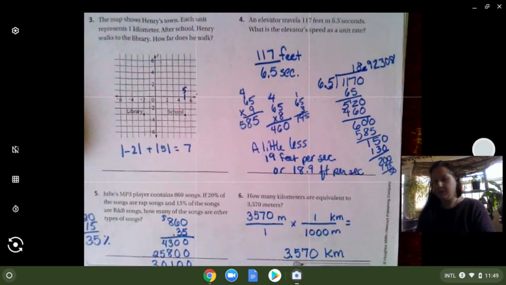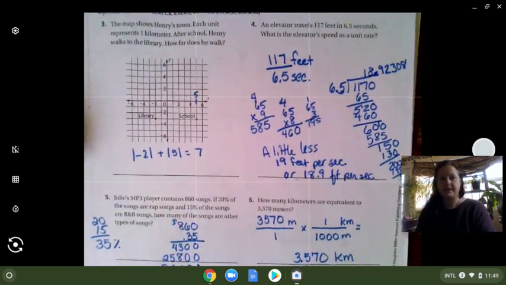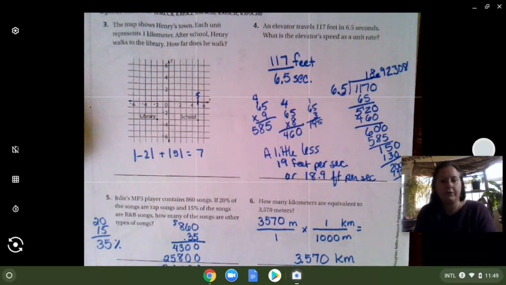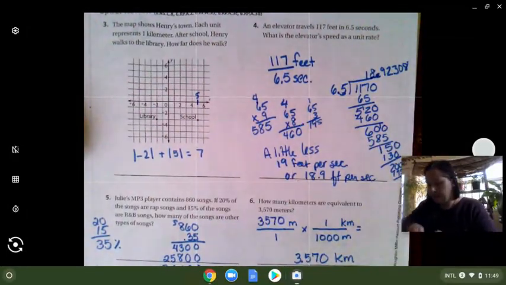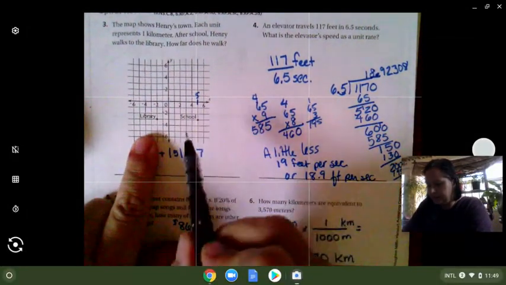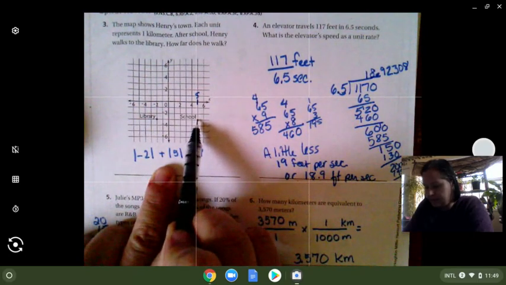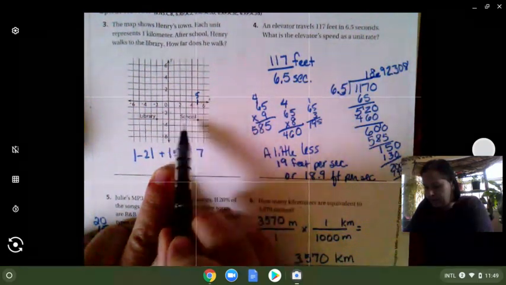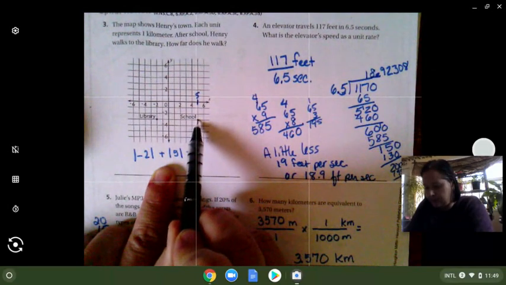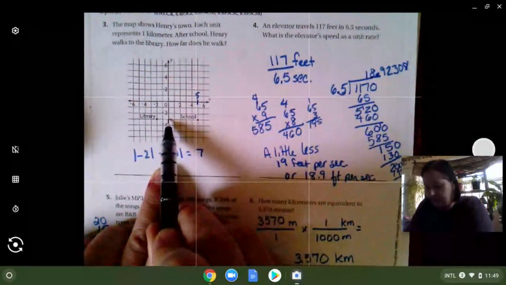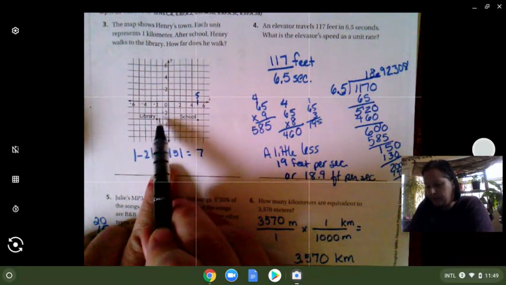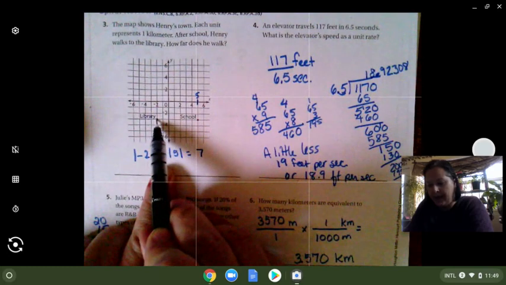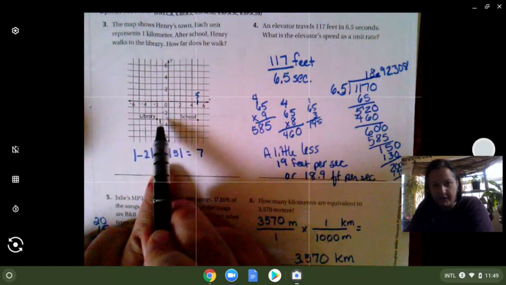All right, the map shows Henry's town. Each unit represents 1 kilometer. After school, Henry walks to the library. How far does he walk? So after school, he walks to the library. So here we are using this distance. If we look up here, we need the distance from the school to the y-axis, and then the y-axis to the library. And these are absolute values because we're counting how many blocks, not how many negative blocks. We just want to know how many blocks. So this will be an absolute value answer.